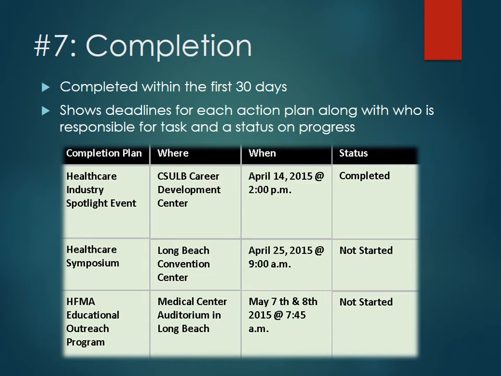Box 7 is completion plan, and it should be completed within the first 30 days, and it shows deadlines for each action plan along with who is responsible for the task, when the item should be completed, and the status on the progress. And again, it's a living document, so you can update it as you go if changes need to be made. If you were doing this for a professional work project, then you would want to add a column in there for who, which would identify the person responsible for that action item.